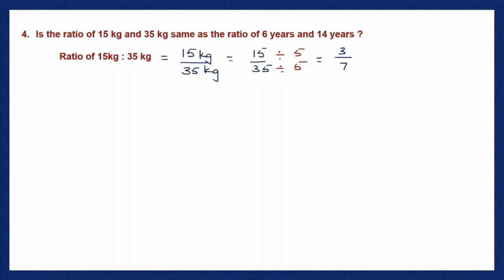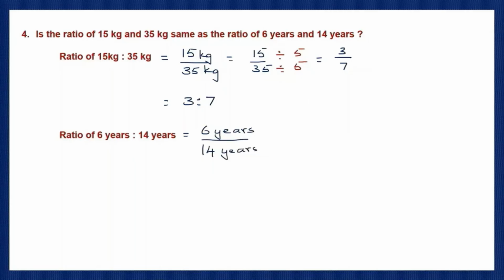So our ratio here is 3:7. Now let's see if the other ratio is the same. What is the ratio of 6 years to 14 years? So let's work that out. So 6 years by 14 years. Then we write it as 6 by 14. We divide both by a common factor. In this case, it is 2. And let's see what we get. 2 3s are 6 and 2 7s are 14. So here also the ratio is 3:7.